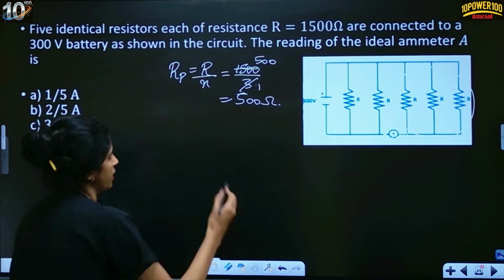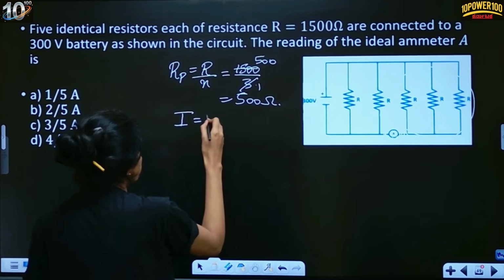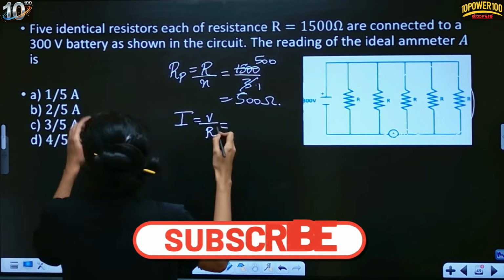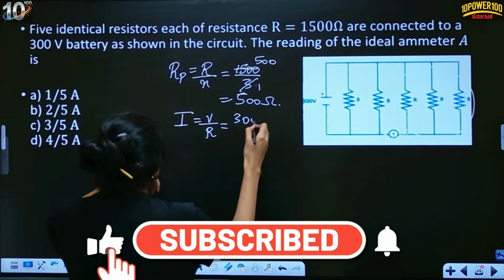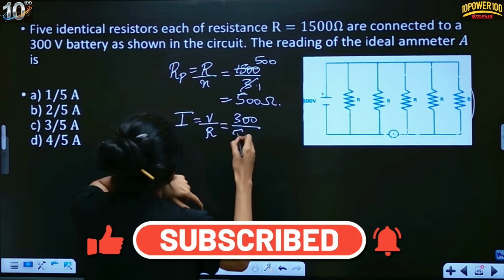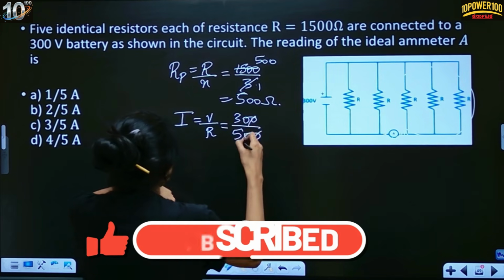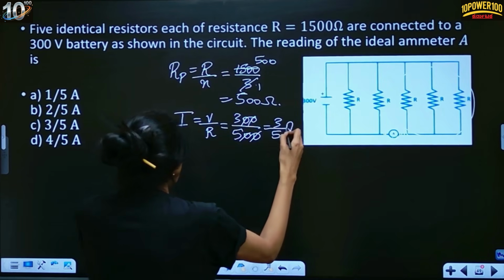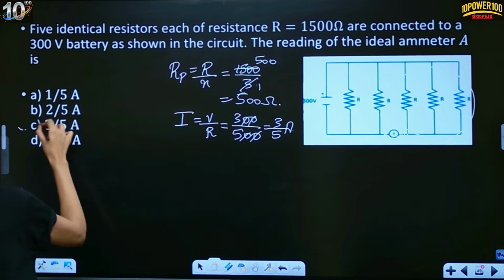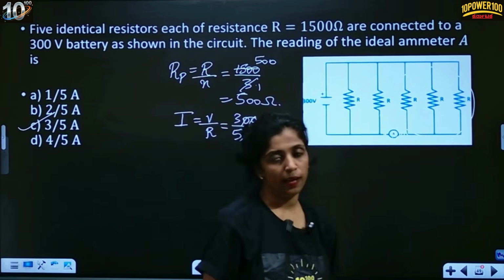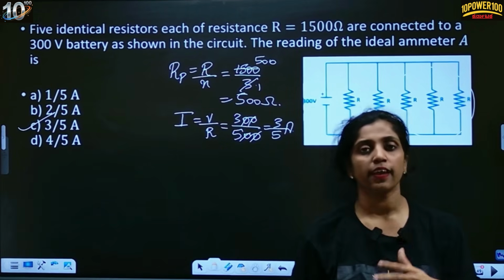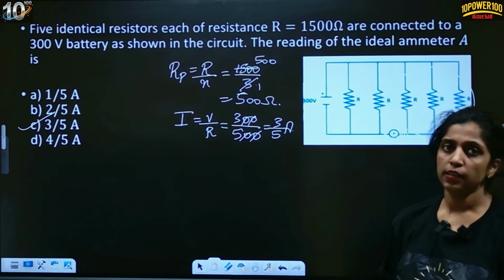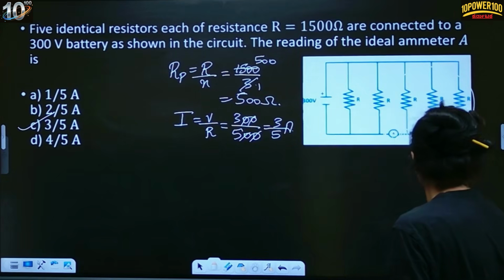Now they're asking us to find the reading of the ammeter, that is the current. So here we have a formula: I equals V by R. The total voltage is given as 300 volt and the total resistance we are getting as 500. So you will get 3 divided by 5 ampere. Since they have given the option in fraction, you can directly take it as 3 by 5 ampere. If they have given it in decimal, just take 3 by 5, which is 0.6 ampere. Okay, fine.